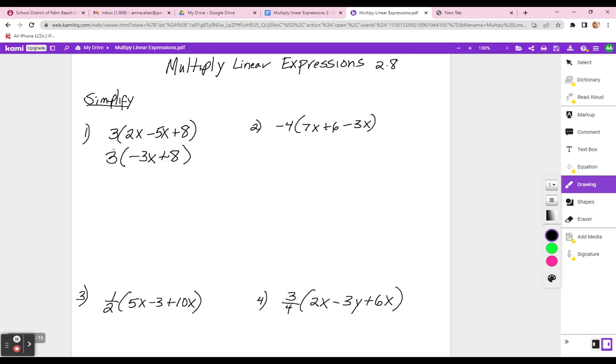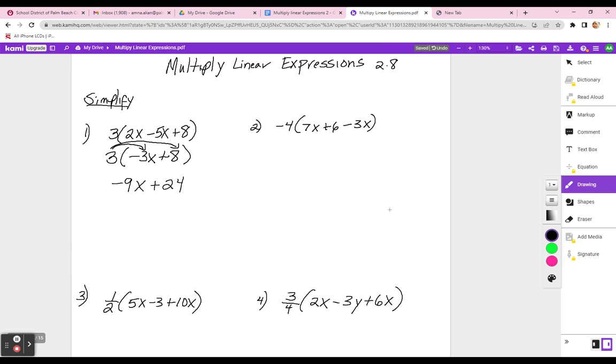Okay, now we can just go ahead and use the distributive property to distribute the 3 to every term inside the parentheses. 3 times negative 3x is negative 9x. And 3 times 8 is plus 24. That's it. All right, let's go ahead and try the next one.